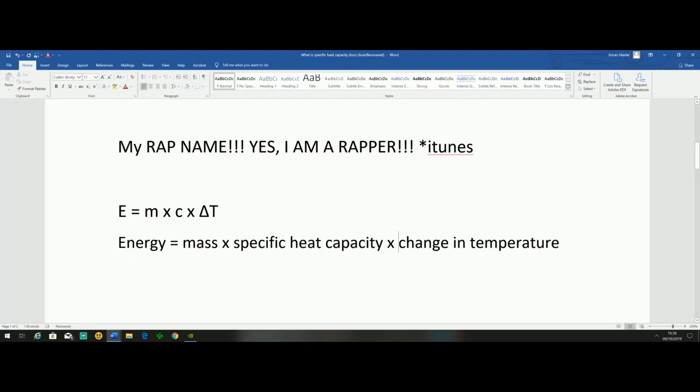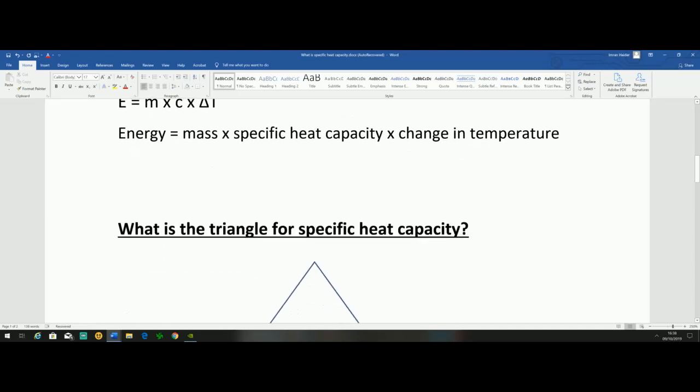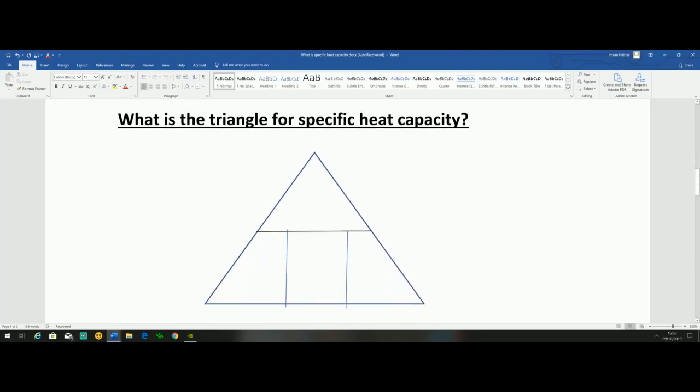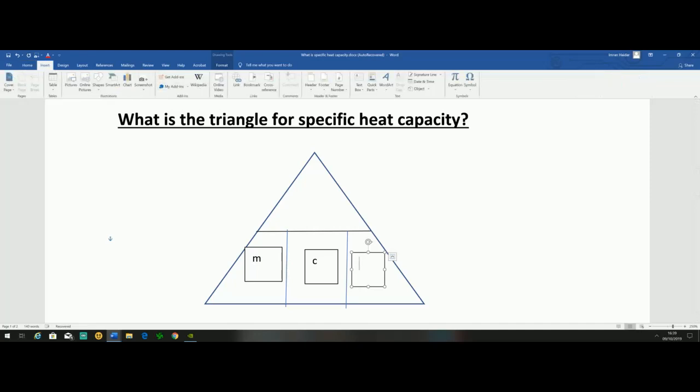So if you imagine that we need to do a triangle for this equation, well, that's a multiply sign, that's a multiply sign, and of course the question is, well, what's going on top? Well, if that's mass times specific heat capacity times change in temperature, then M times C, which is specific heat capacity, times delta T, which is, the delta is the triangle, and T is of course temperature. Now you might see this written another way, okay, you might see it written as delta theta, and that's absolutely fine, they are both correct, okay. And then finally, of course, E is going to be at the top.